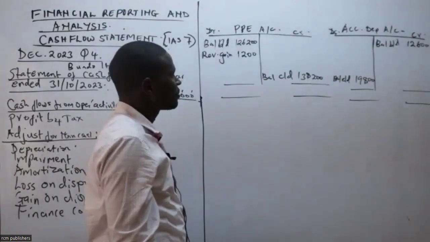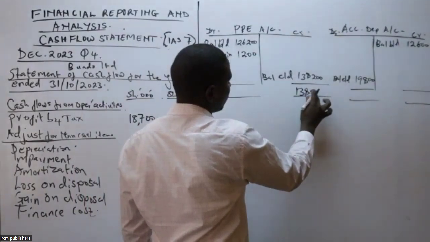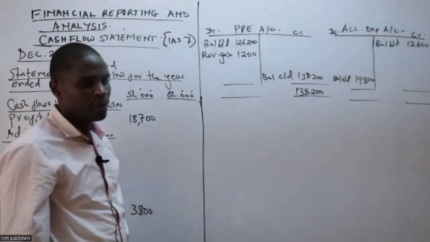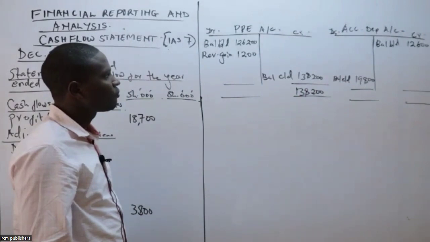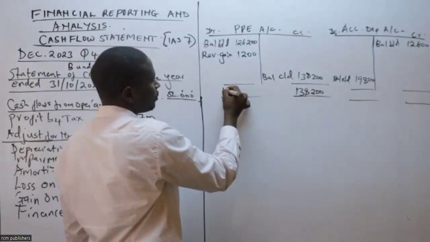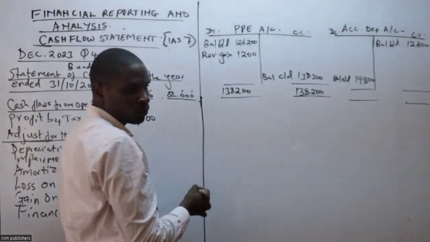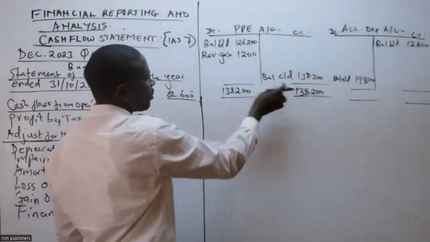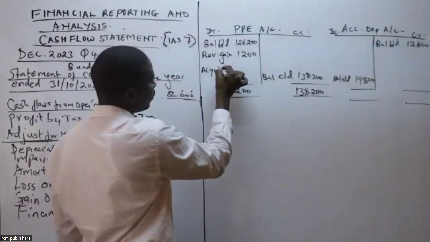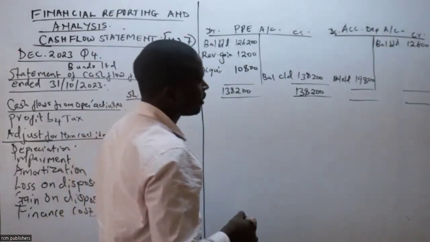Give me the balancing figure, this side? You can see this side, I have 138,200. This side, how much do I have? 127,400. Therefore, subtract 127,400 from 138,200. Remember, it should balance. Then we get acquisition. They purchased. They acquired PPE worth 10,800, and we are done.